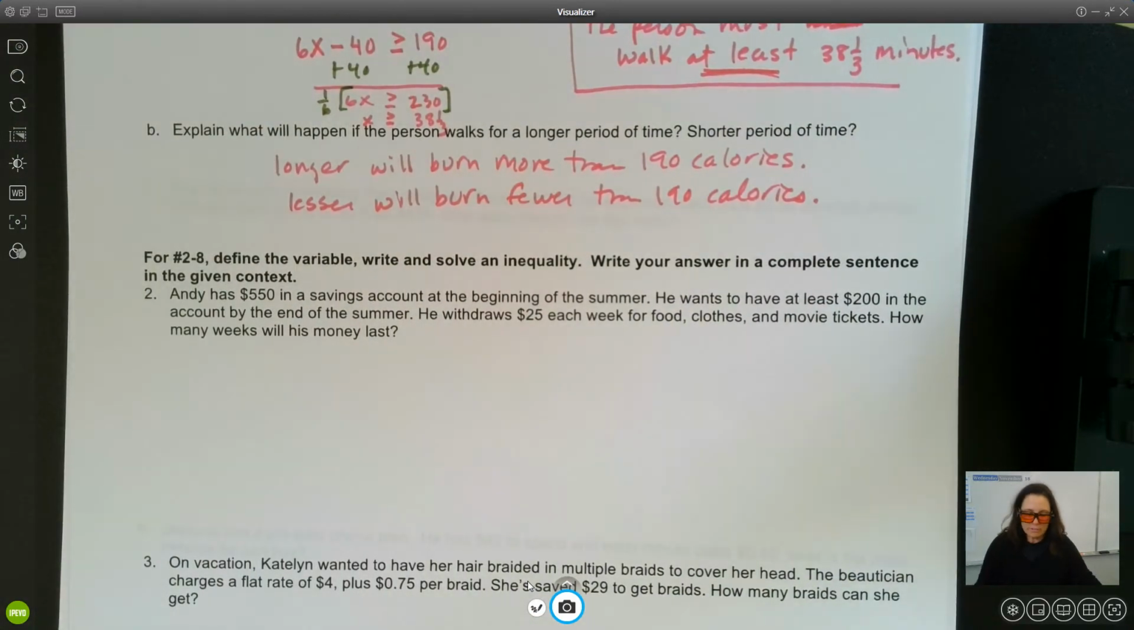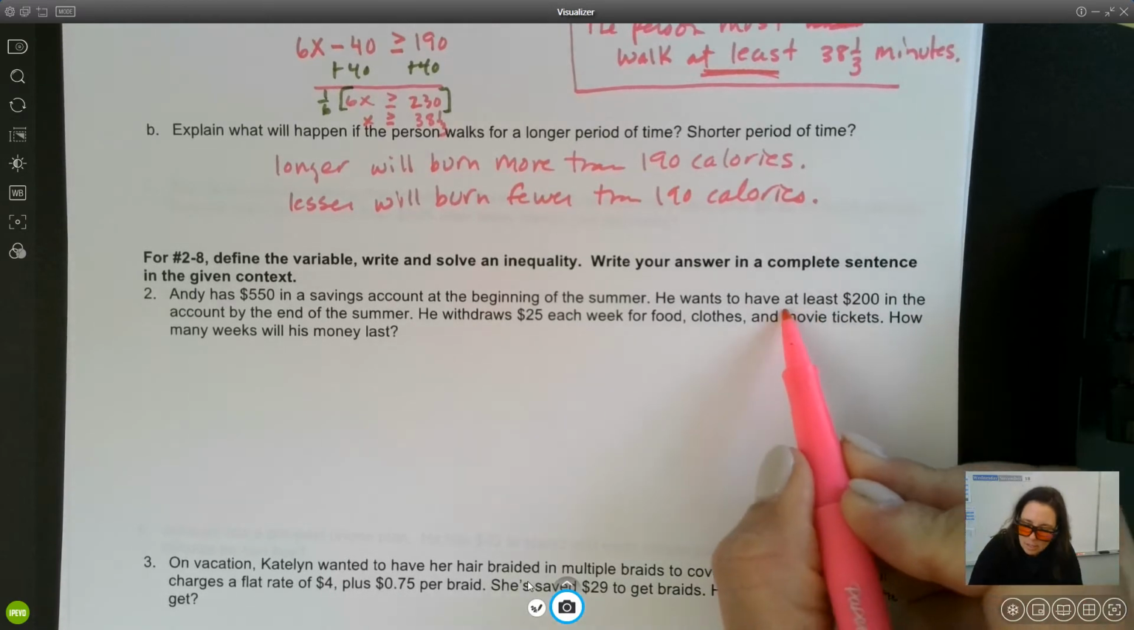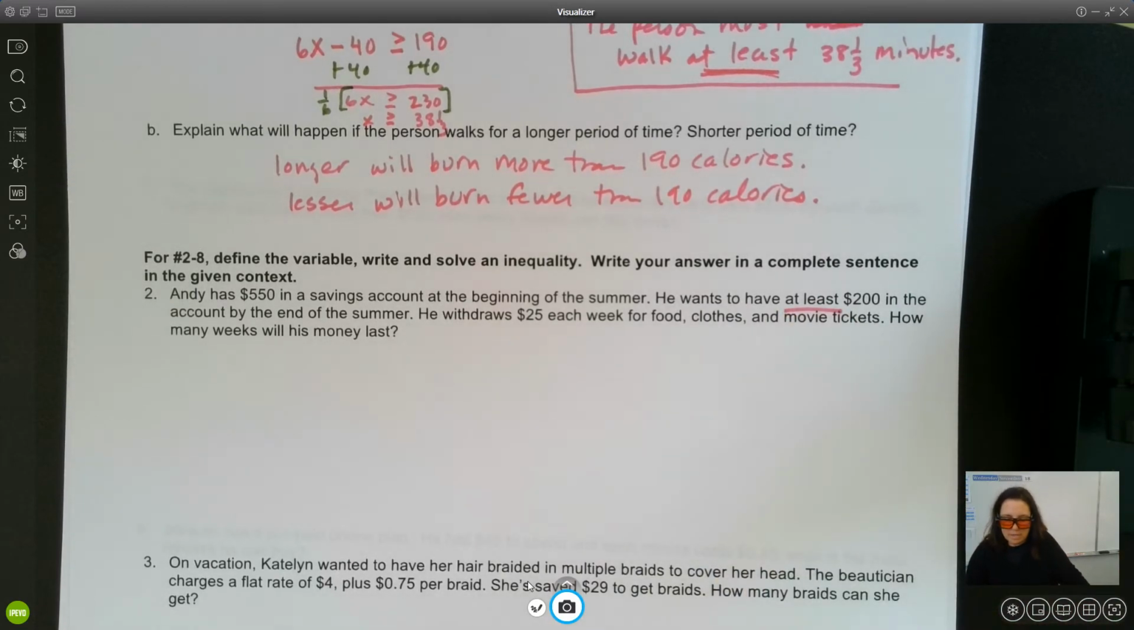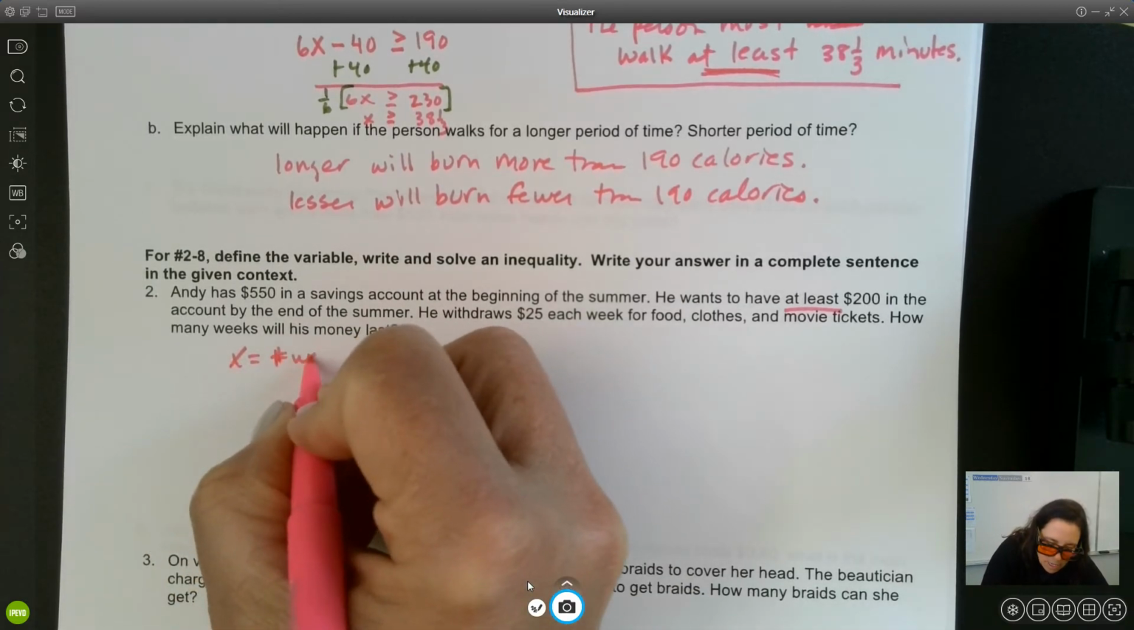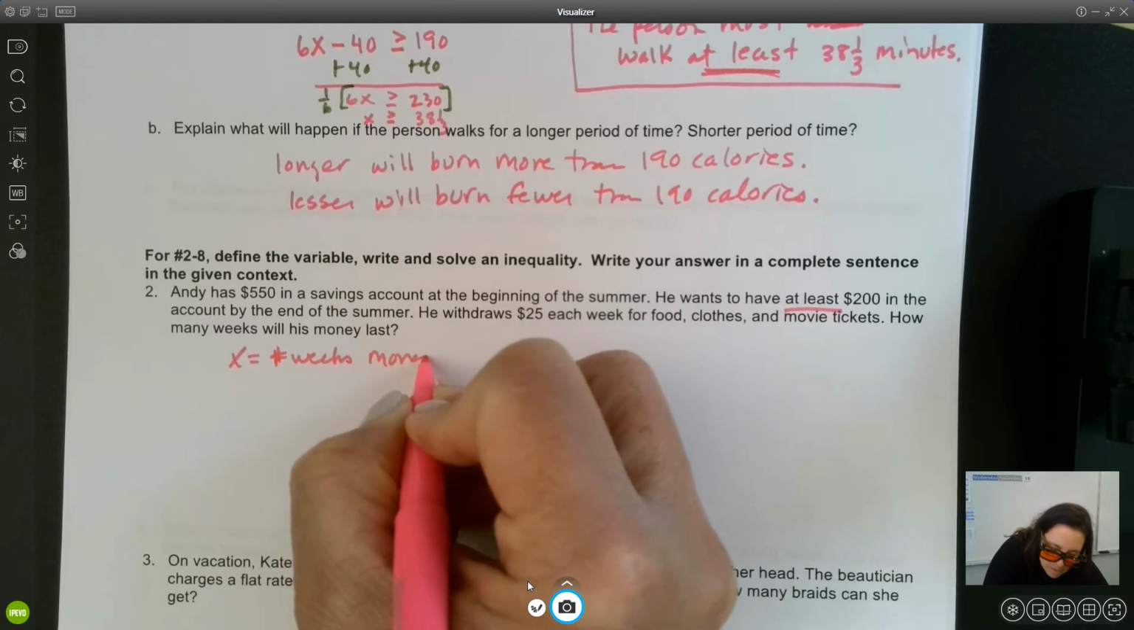Andy has $550 in his savings account at the beginning of summer. He wants to have at least, keywords there, $200 in the account by the end of summer. He withdraws $25 each week for food, clothes, and movie tickets. How many weeks will his money last? Our unknown is how many weeks his money will last. So we're going to let x, or whatever letter we want, equal the number of weeks the money will last.